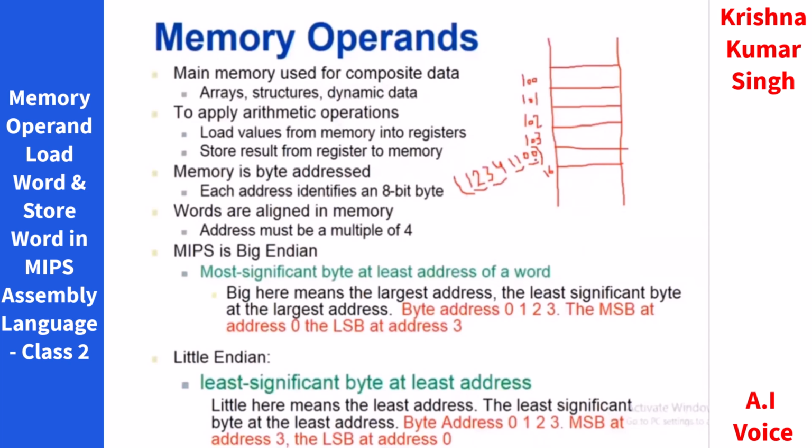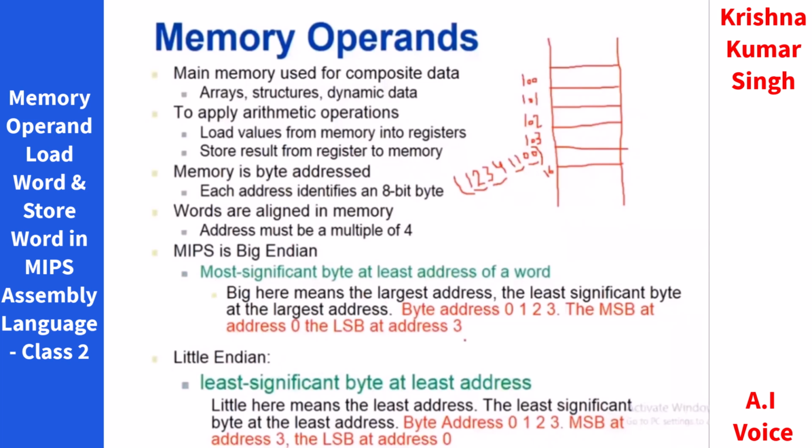There are 2 ways: Big Endian and Little Endian. It depends on the architecture of the processor. For example, MIPS is Big Endian, so the most significant byte will be stored at the least address of a word. But in another way, for example, in the x86 family, the processors are Little Endian, so the least significant byte will be stored at the least address.